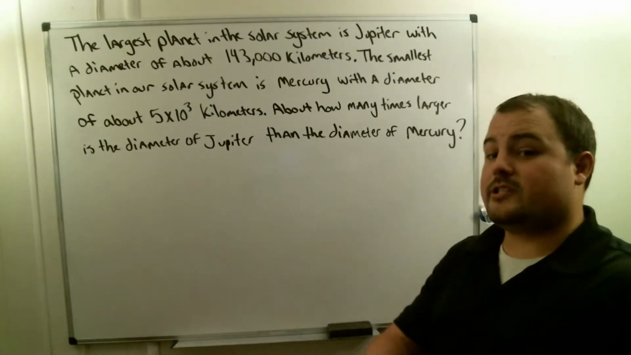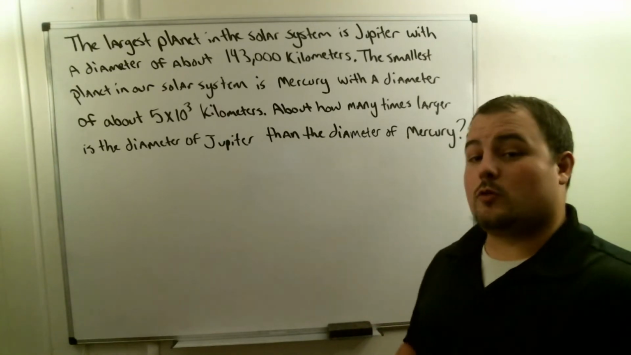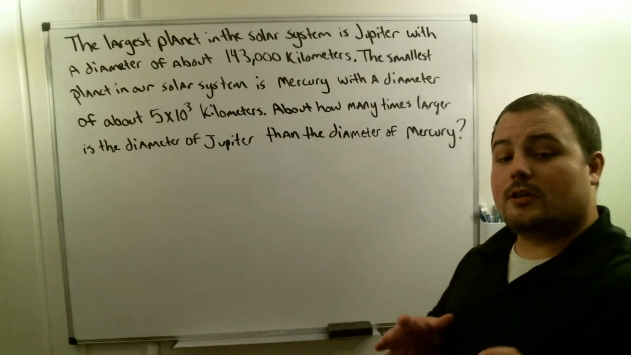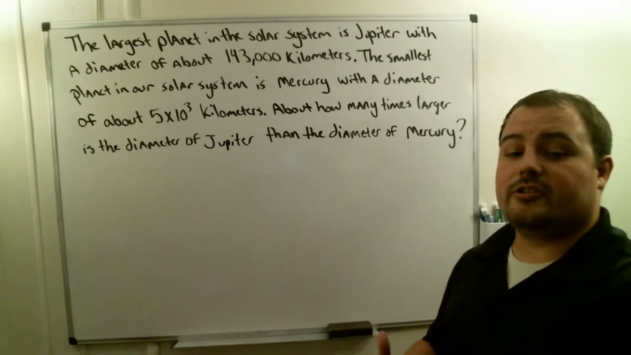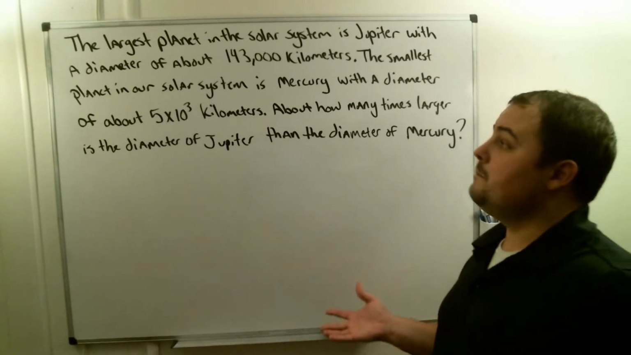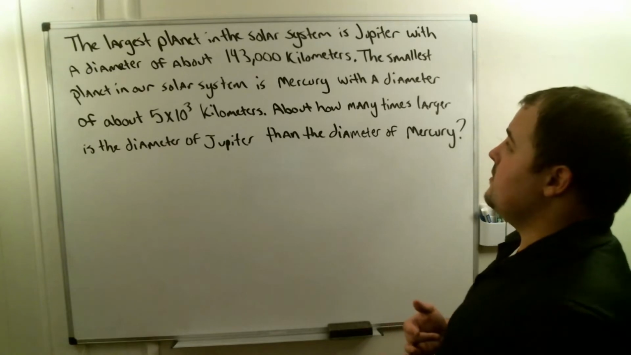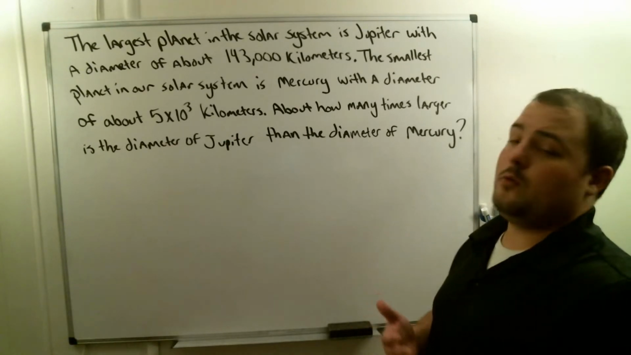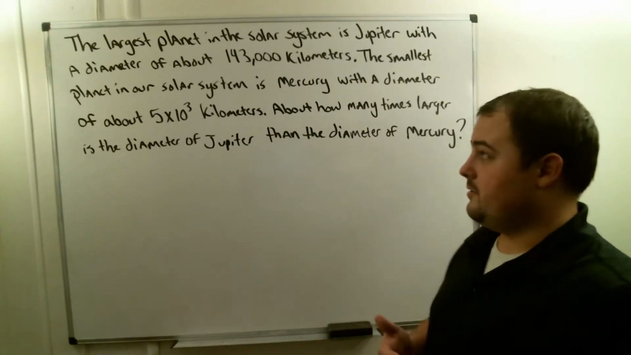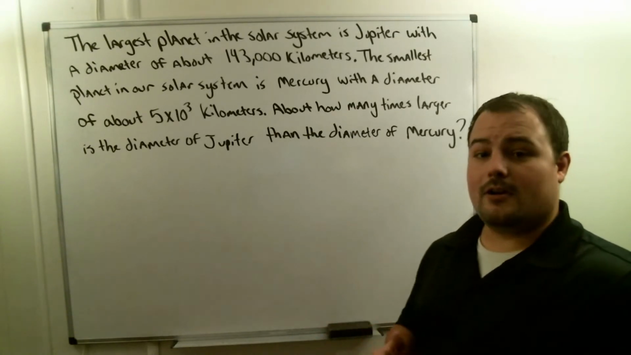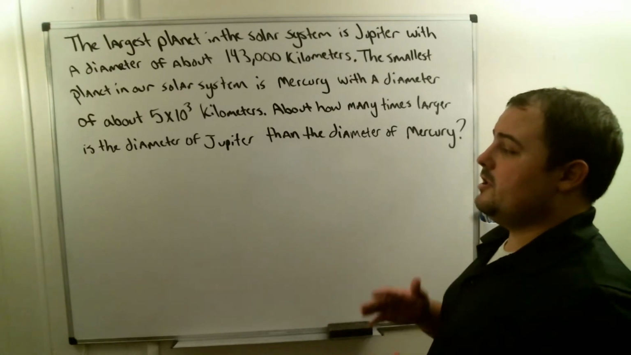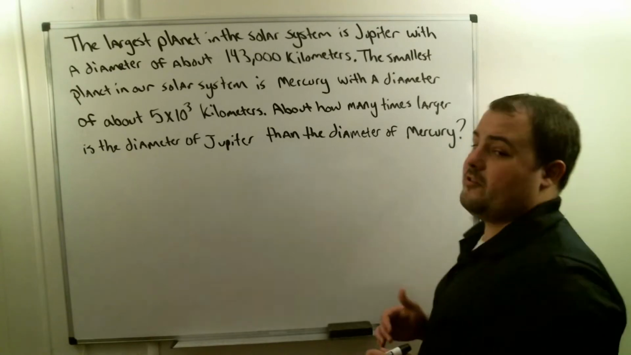In this next example, which is example 4, we're going to look at another word problem. This is probably the longest and most writing that you'll do for this lesson. We're going to look at how much larger the planet Jupiter is in our solar system compared to the planet Mercury. It says the largest planet in our solar system is Jupiter with a diameter of about 143,000 kilometers. The smallest planet in our solar system is Mercury with a diameter of 5 times 10 to the 3rd power kilometers. About how many times larger is the diameter of Jupiter than the diameter of Mercury?